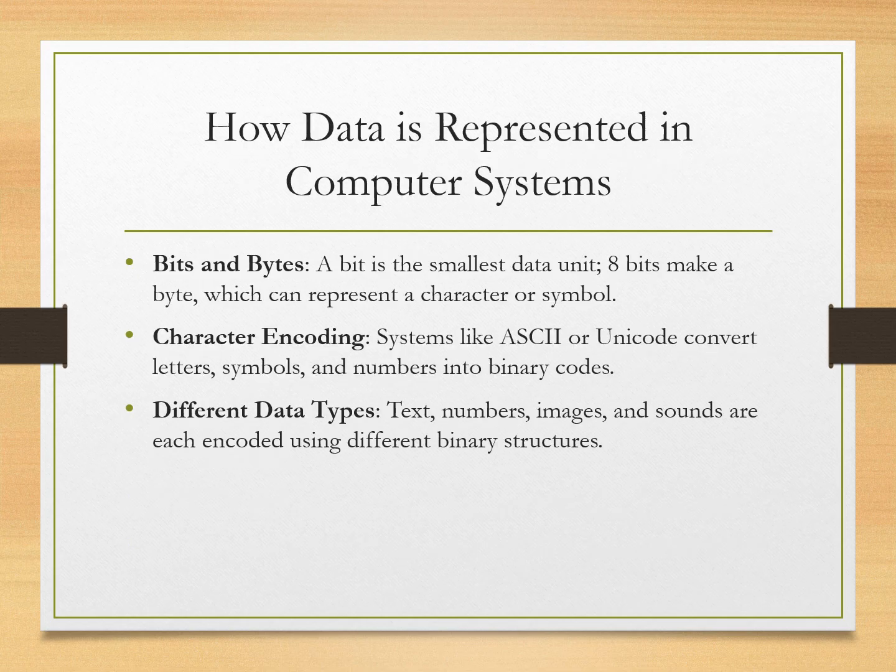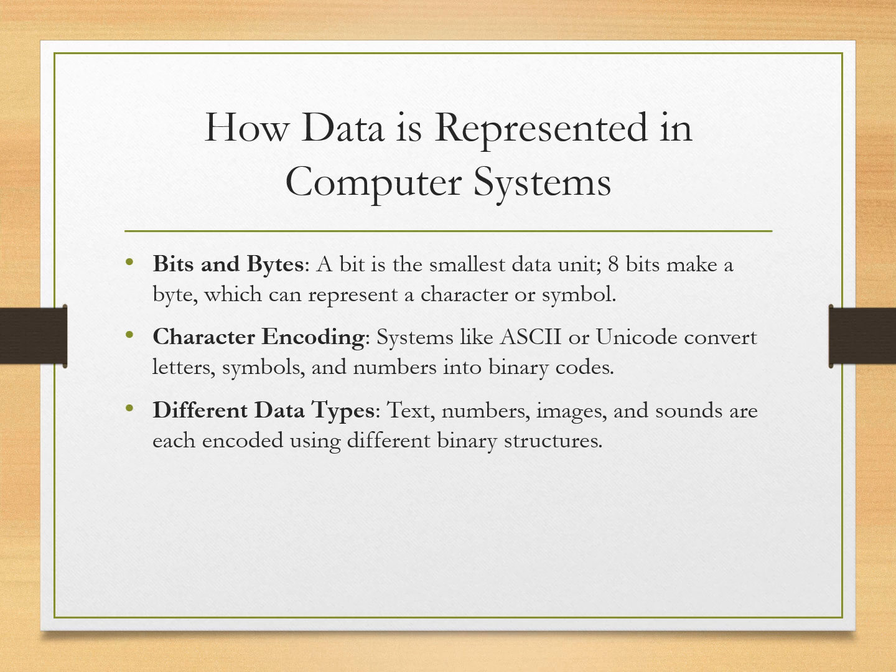Now we'll go on to how data is represented in a computer system. Everything in a computer is stored as bits and bytes. A bit is the smallest unit, just a 1 or a 0, and 8 bits make a byte, which can represent a character like a letter or number. Character encoding systems like ASCII and Unicode convert letters, symbols, and even emojis to binary, so the computer can understand them.